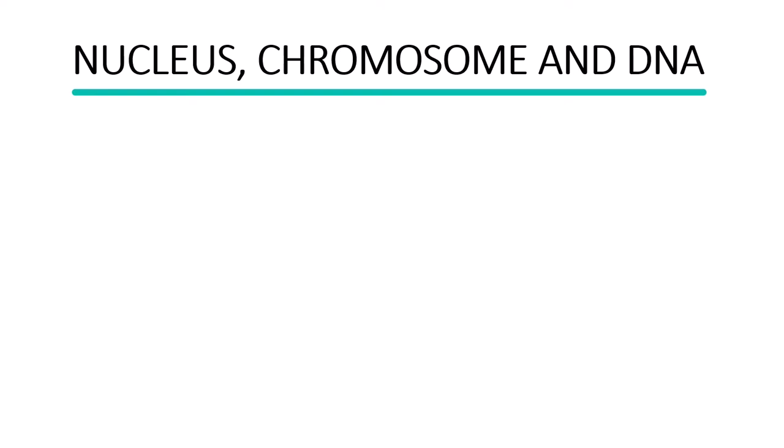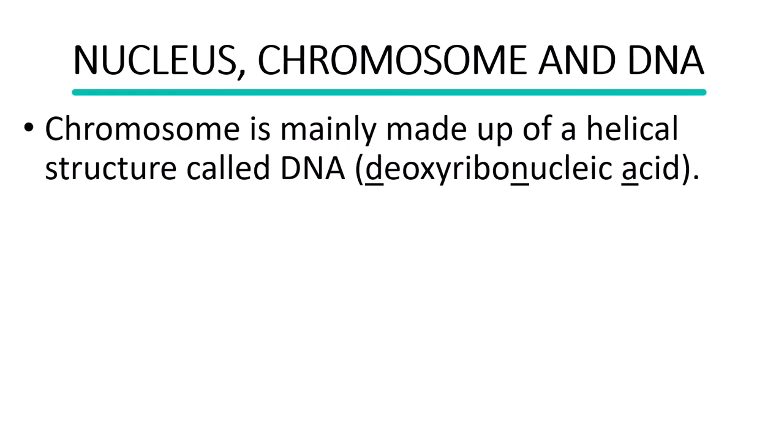So after knowing the structure of the chromosome, identifying that within the nucleus there are some structures that are called chromosomes in there, how does the chromosome actually look? Yes, the chromosome is made up mainly of a helical structure called DNA. DNA means deoxyribonucleic acid, so that is what the name was coined from. The D coming from the deoxyribo, the N coming from the nucleic, and the A coming from the acid.